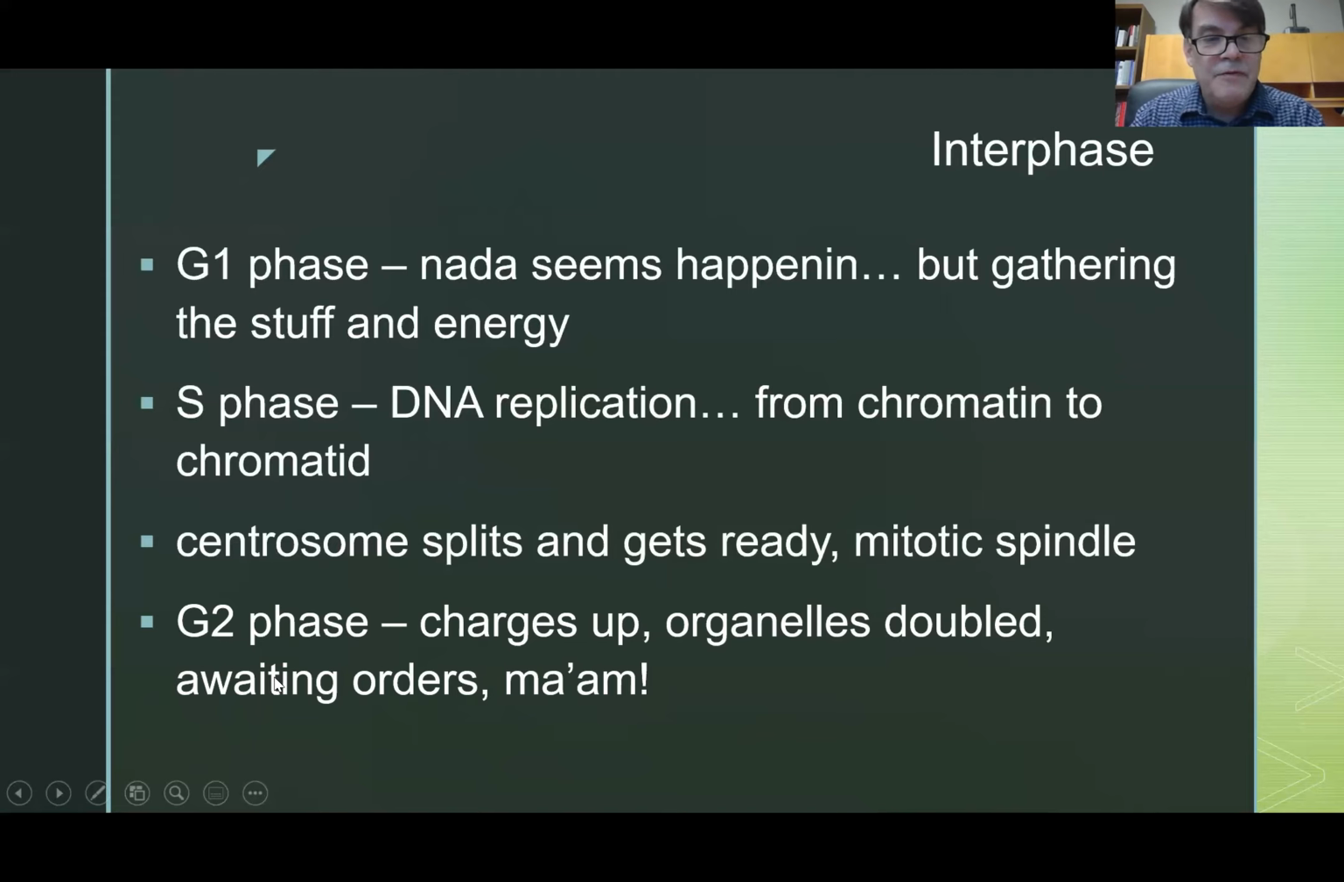Then the G2 phase of interphase, it's getting charged up. It's getting ready to rumble. The organelles are doubling. One mitochondrion becomes two. One endoplasmic reticulum becomes two. It's getting ready. Waiting orders, ma'am.